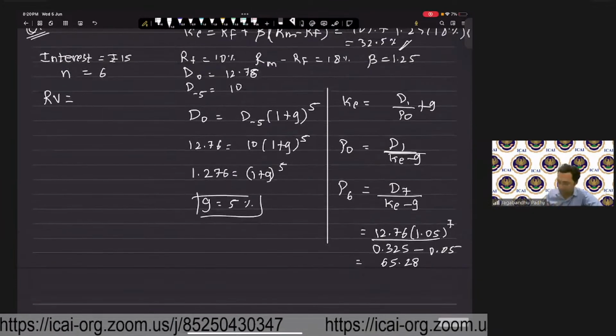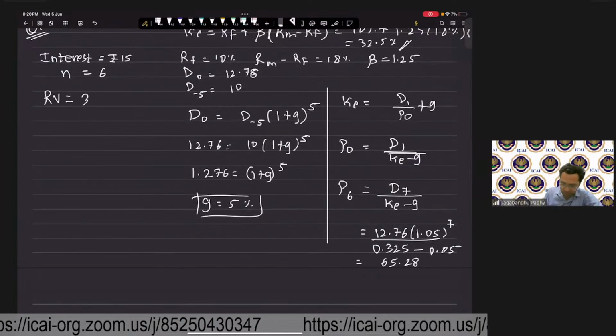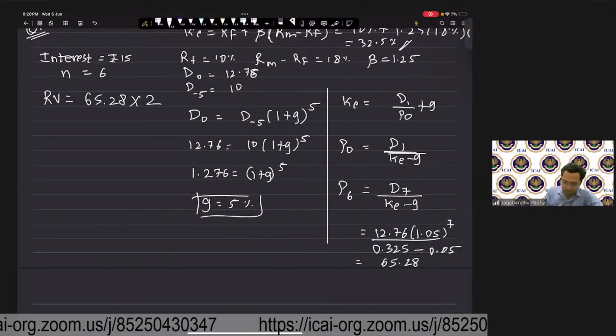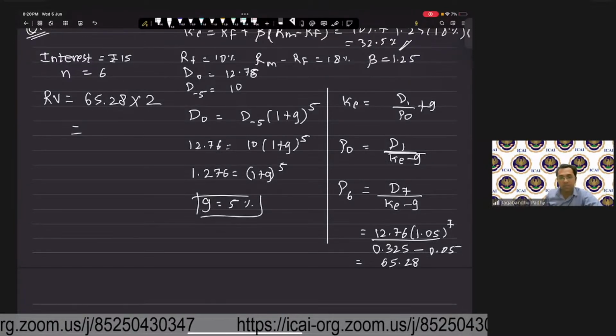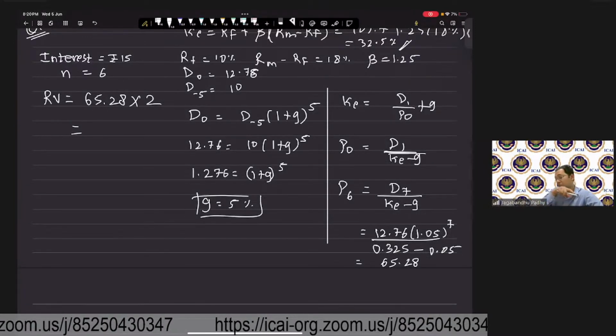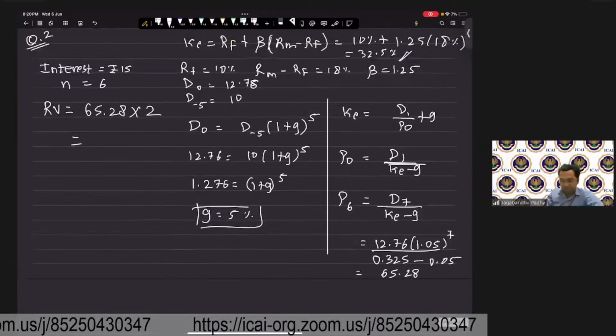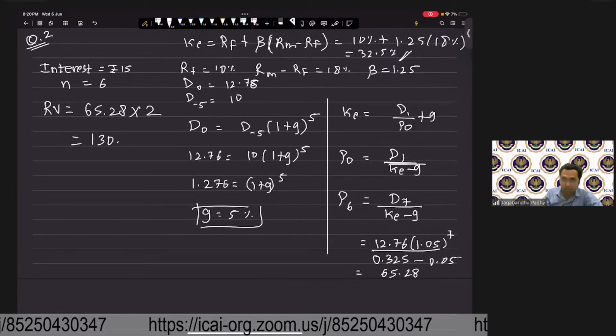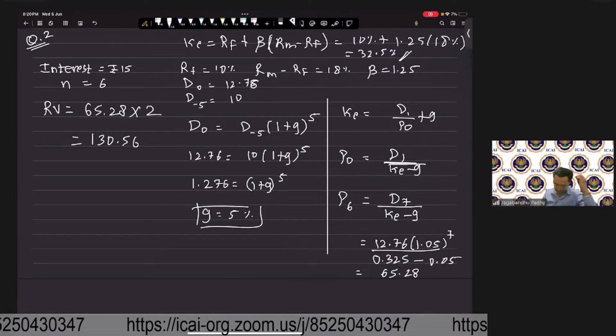So the redemption value will work out to be what? 65.28, you multiply it by 2. Why 2? Because you are going to redeem this debenture for 2 equity shares. So the redemption value is 130.5.